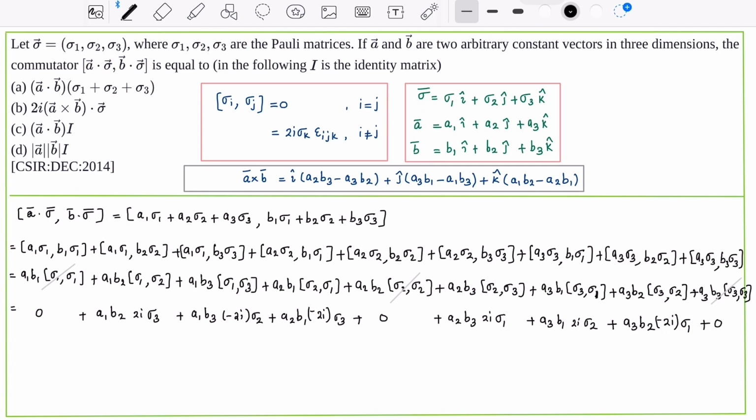Now this is equal to 2i sigma 1 into A2 B3 minus A3 B2, plus 2i sigma 2 into A3 B1 minus A1 B3, plus 2i sigma 3 into A1 B2 minus A2 B1.